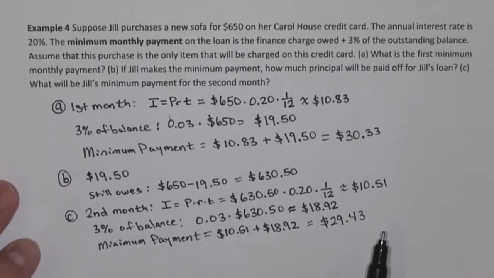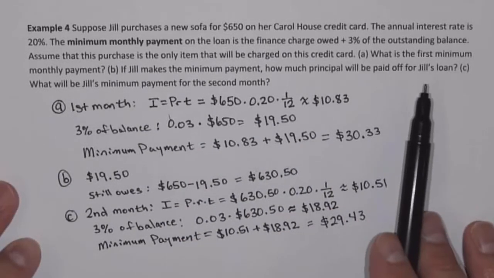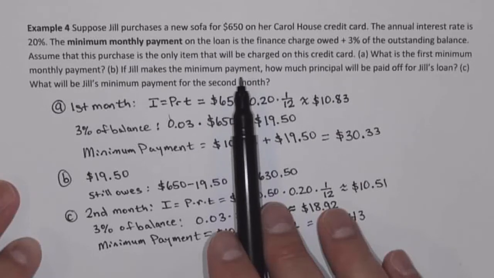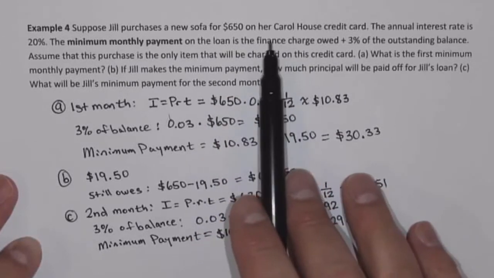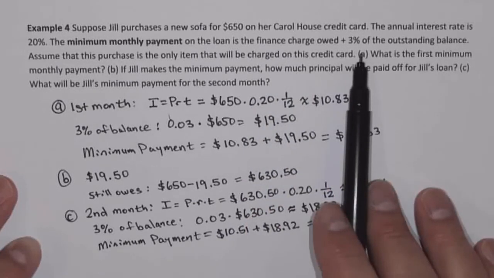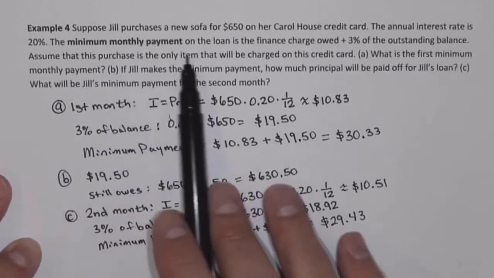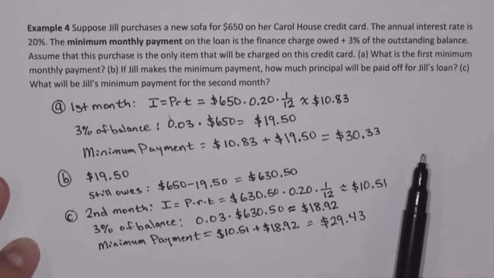So this completes example 4, and again, this is showing a pretty common method for credit cards to be paid for. Again, the finance charge or the interest has to be paid each month, and then a percentage of the outstanding balance, and so that is a minimum monthly payment method that we're talking about.